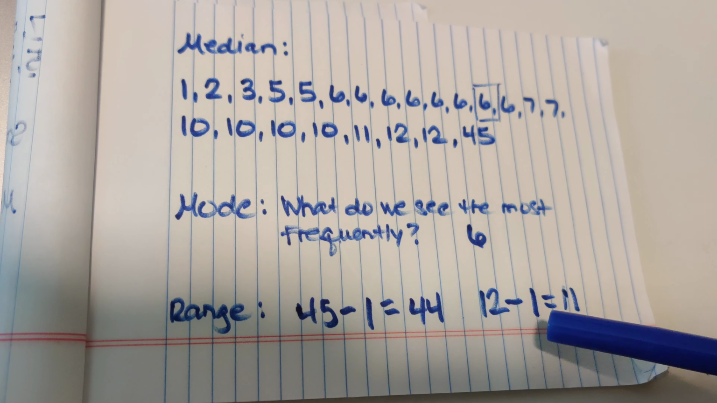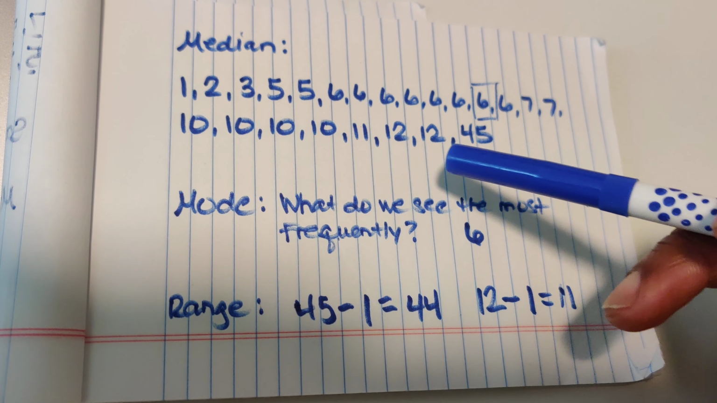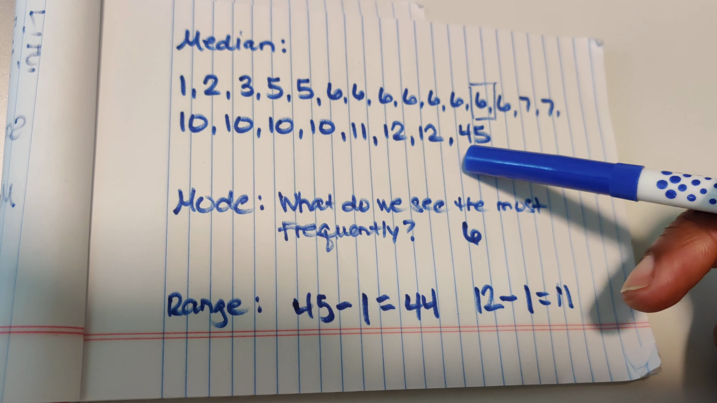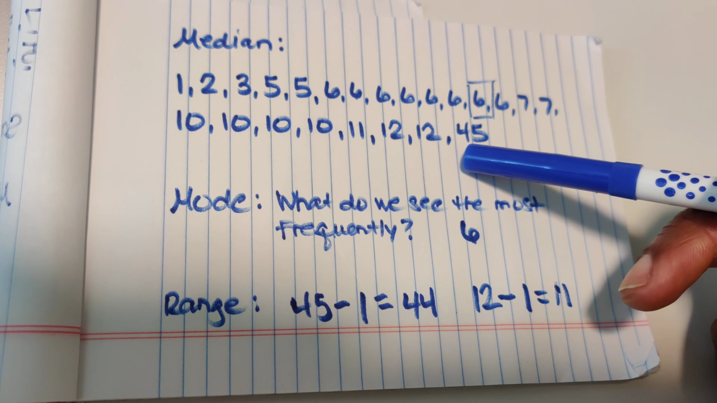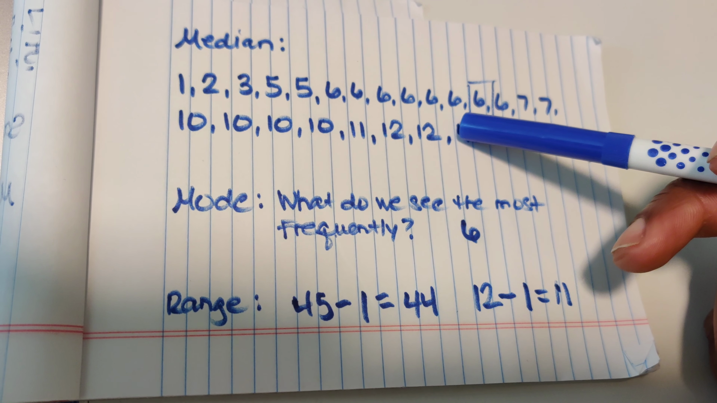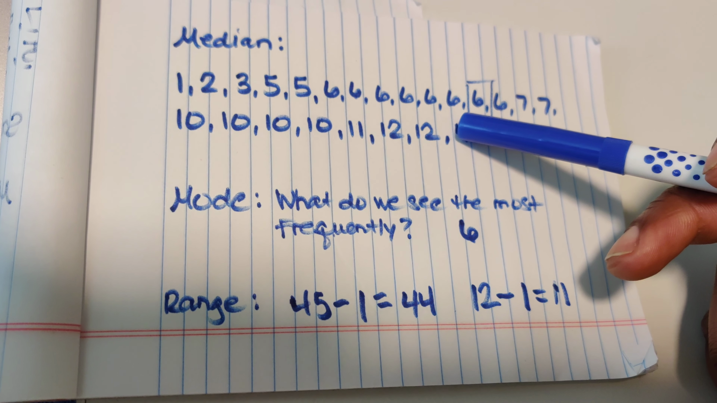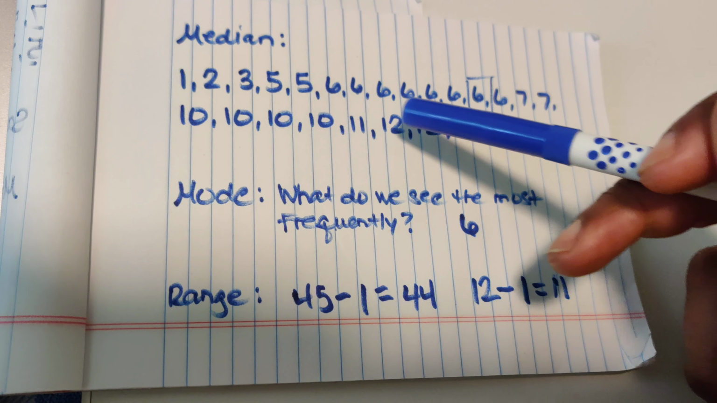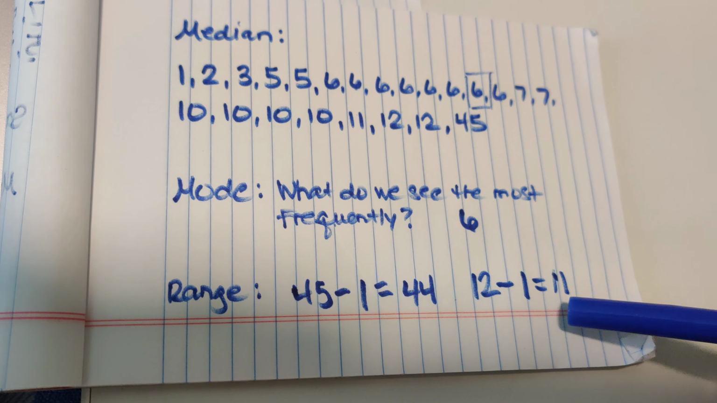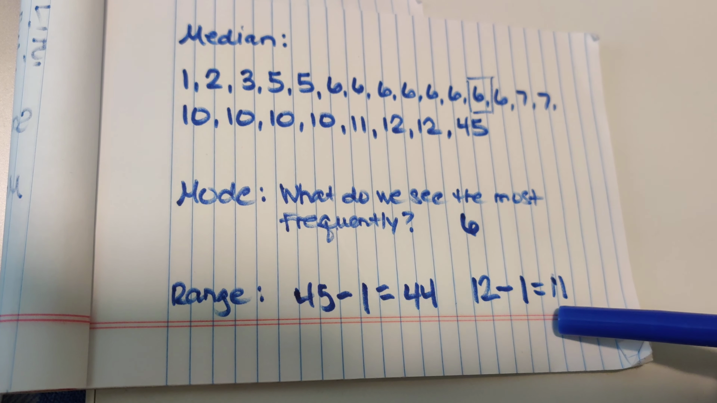If I take out the outlier, then our largest number is 12 instead of 45. If we ignore the 45, then the range would be 12 minus 1, which equals 11, and that would be the range in that case.